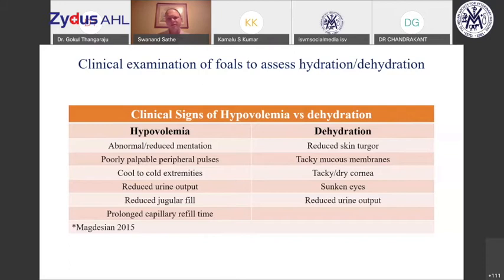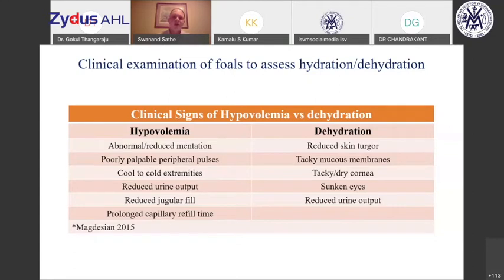As opposed to that, if you try to evaluate foals for dehydration, it is quite difficult to detect mild cases of dehydration in foals because foals don't tend to be as obtunded or as depressed as hypovolemic foals. They might actually try to run away from you. So in foals that are mildly dehydrated, sometimes it's very difficult to judge them clinically. You might want to observe them, get more history on them, or actually try and see if they are getting adequate milk supply from the dam.